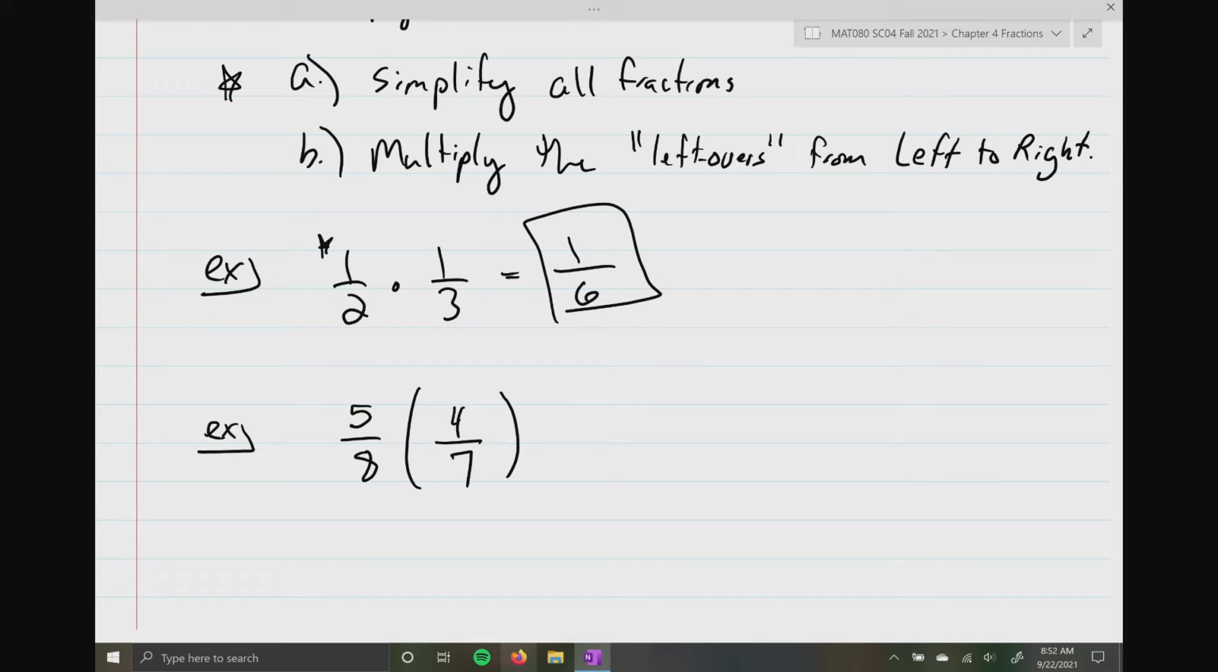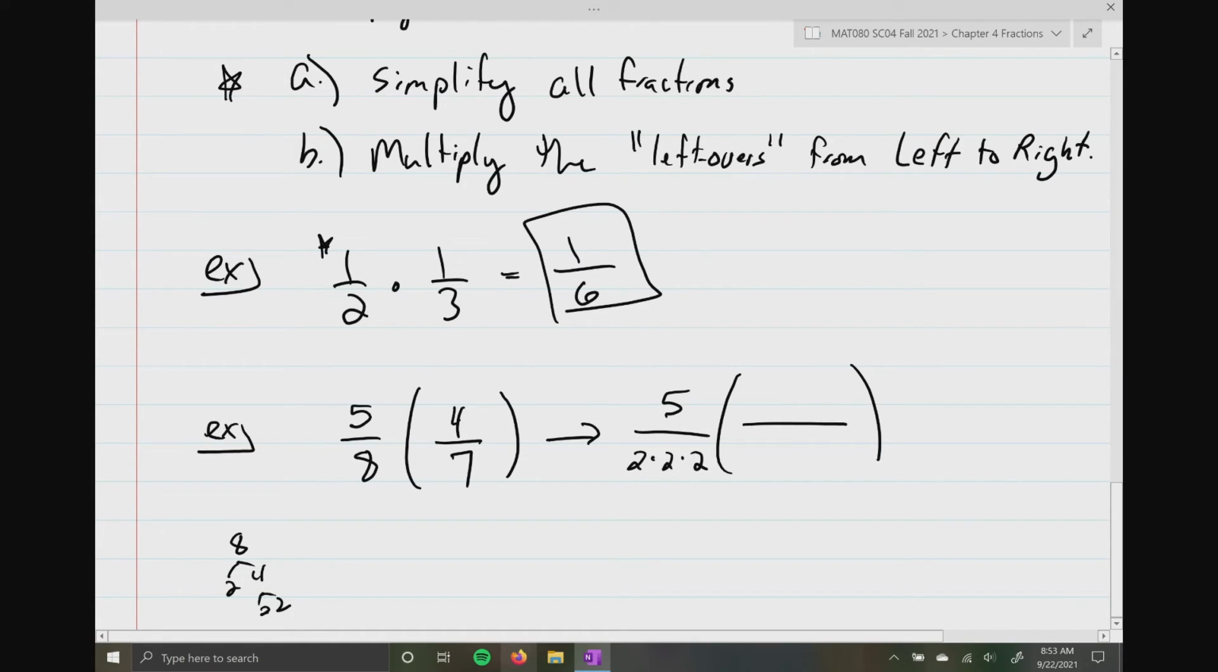So watch what I do. First fraction, numerator is a 5. Can't do anything there, so I leave it alone. I'm just going to rewrite it. Now that 8 I can break down: 2 times 2 times 2. Okay? Now, second fraction. The 4, well, that's going to be 2 times 2. And that 7 doesn't simplify. It's prime, so I leave it as a 7. Now, once you get better at this, you can go directly from here into the answer, but I'm going to do something here.